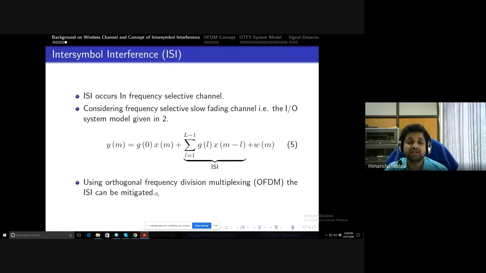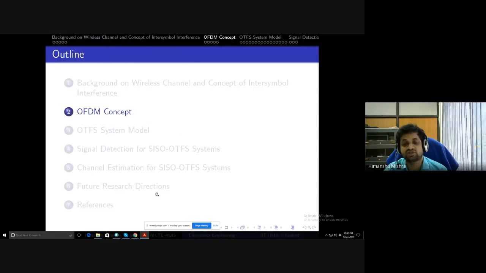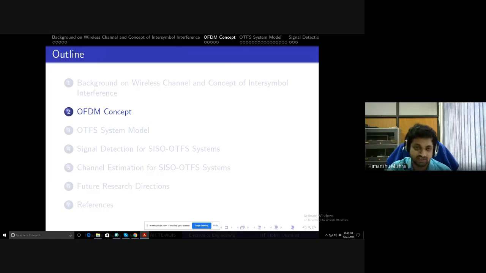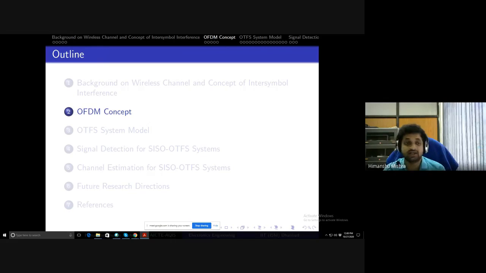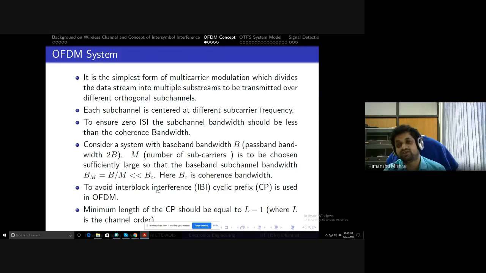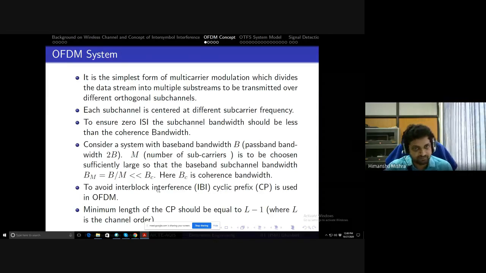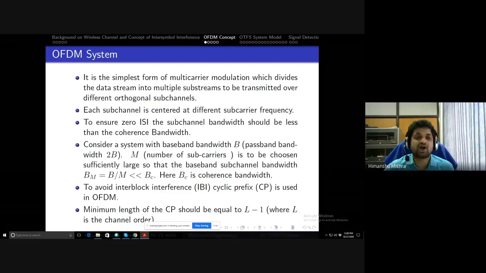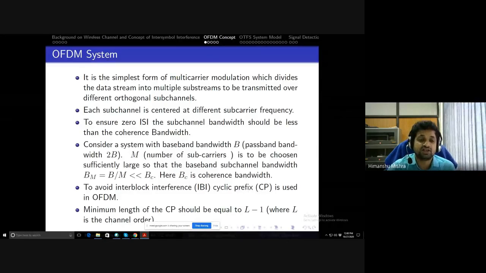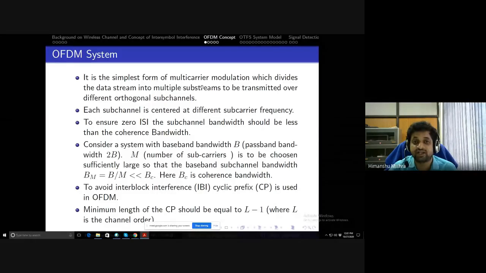This can be mitigated using OFDM, orthogonal frequency division multiplexing. This is a multi-carrier modulation scheme, which is used to mitigate the inter-symbol interference in the channel. Or you can say it is used to make the frequency selective channel frequency flat. So how can you do this? There are some basic points. First of all, this is a multi-carrier modulation.